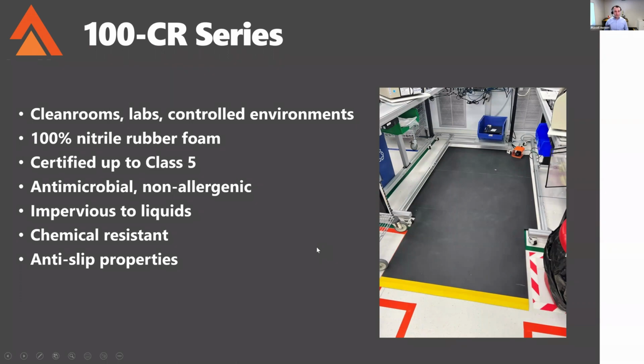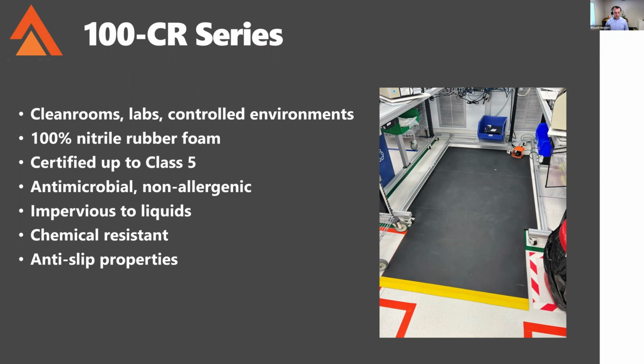Next up, we're going to touch on clean rooms. This is another common one, especially medical device, pharmaceutical, things like that, where there's clean rooms or controlled environments or labs, where you need that clean room type product. So with the 100 clean room series, it is also 100% nitrile rubber, but we have had it independently tested and it's approved up to a class 5 clean room. So if you have those controlled environments, those clean rooms, it's a great mat for those areas because you can have the confidence that it's not going to shed or give off any foreign material.